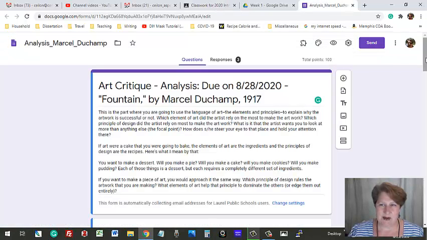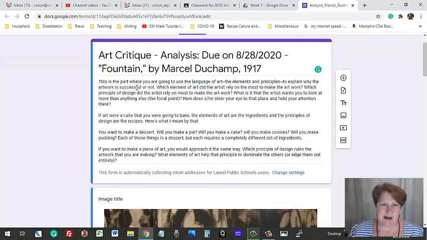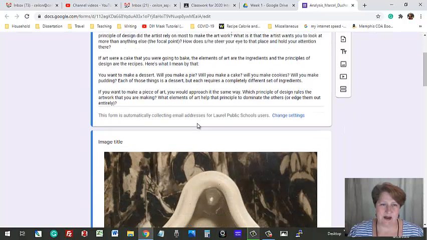Okay, so I'm just going to read this text to you, because I would tell you this anyway. This is the part of the art critique where you're going to use the language of art and the elements and principles to explain why you think the artwork is successful or not. Which element of art did the artist rely on the most to make the artwork? Which principle of design did the artist rely on most to make the artwork? What is it that the artist wants you to look at more than anything else? The focal point. How does he or she steer your eye to that place and hold your attention there?